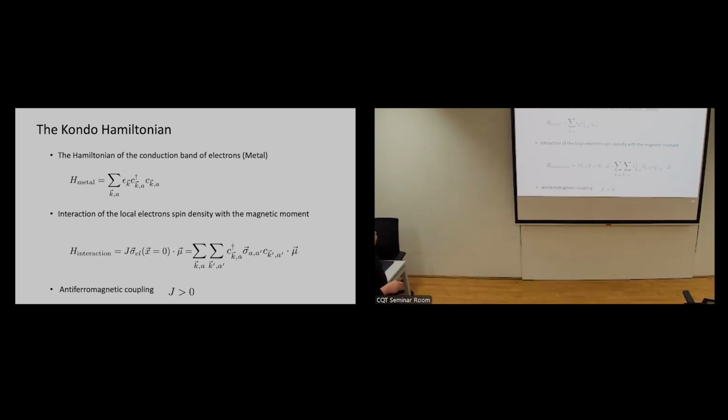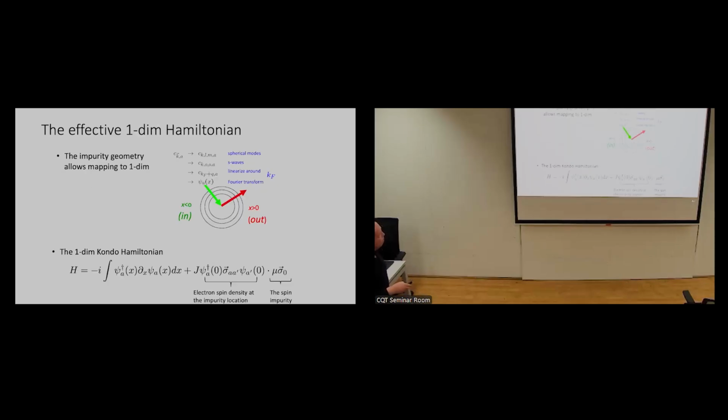Here is the Hamiltonian. Here is the metal. That's a Fermi sea of 3D electrons with energy dispersion epsilon k. And this gas of electrons interacts with the localized impurity. So here is the term of the spin density of the electrons coupled to the local magnetic moment. And the coupling constant is antiferromagnetic. So this is a 3-dimensional model. And I can turn it into a 1-dimensional model in a very natural way.